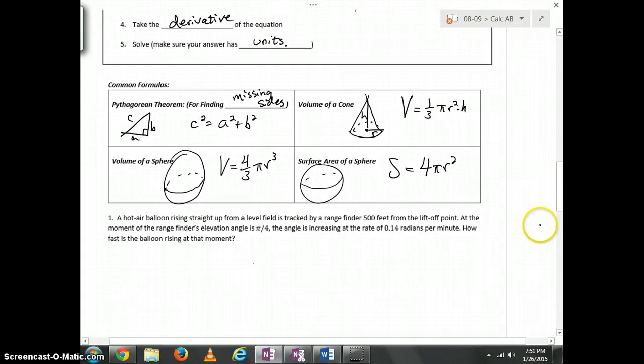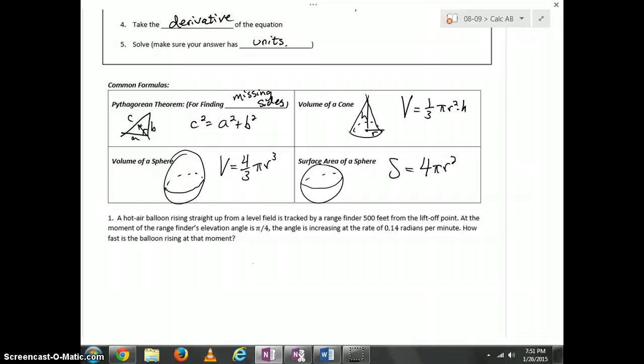Take a look at some very common formulas. The Pythagorean theorem will show up in many of these problems. It's used for finding missing sides. I've written the Pythagorean theorem backwards with the hypotenuse, the side across from the right angle, isolated. c squared would equal a squared plus b squared. Volume of a cone, we already dealt with that just a moment ago, but that shows up in quite a few problems. The volume of a sphere, we dealt with that as well. V equals 4/3 pi r cubed.